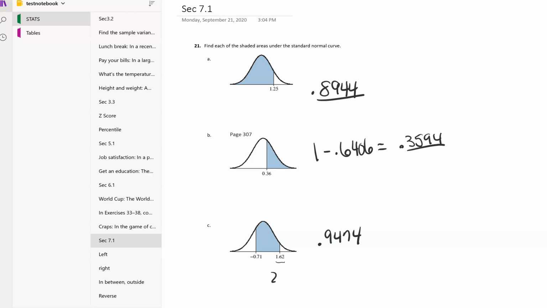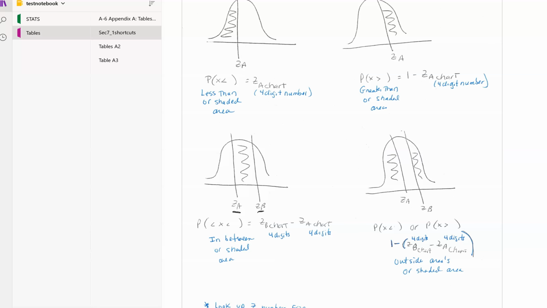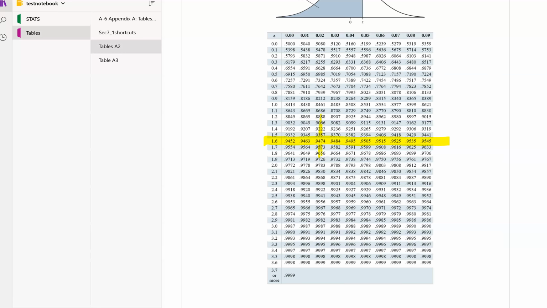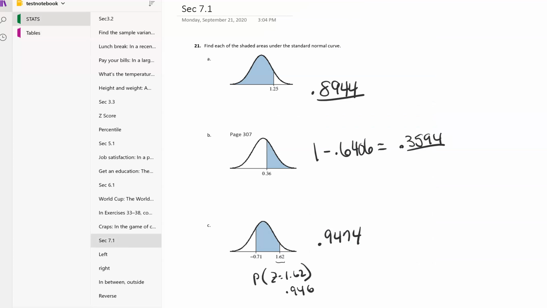That was the probability of Z less than 1.62, or the area, so that was 0.947. Did I say 7464? Hold on. 0.9474. So 0.9474.